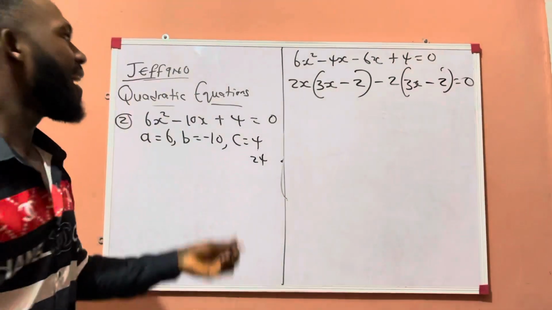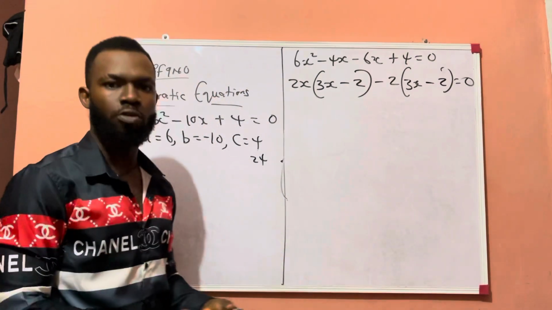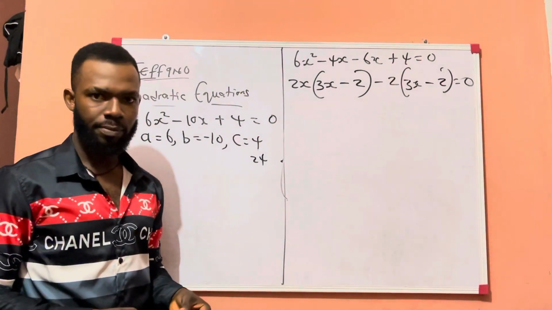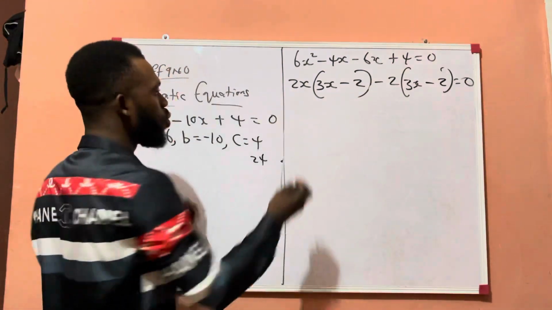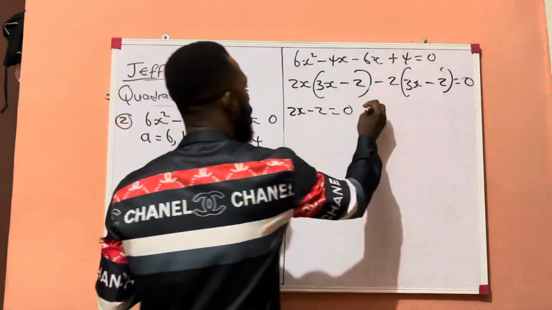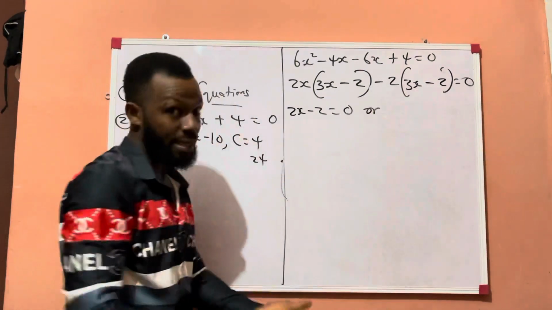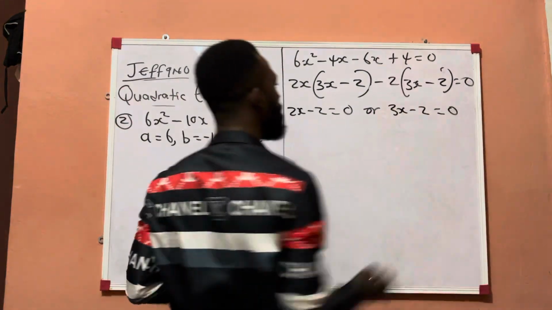Now, I said again, when your bracket is not the same, something has gone wrong. Your bracket must be the same. Now, what do we do next? The one outside the bracket, 2x minus 2, bring it out. 2x minus 2 equals 0, or the one, since they are the same, just pick one of them. So here it becomes 3x minus 2 is equal to 0.